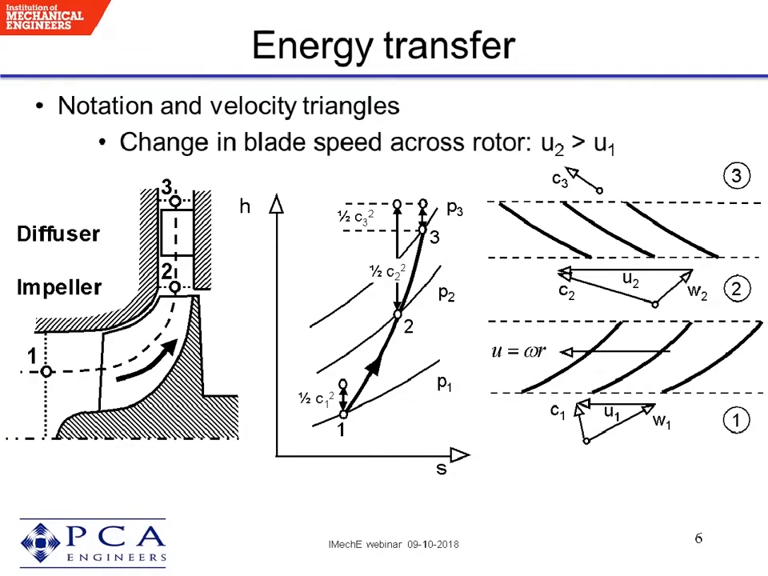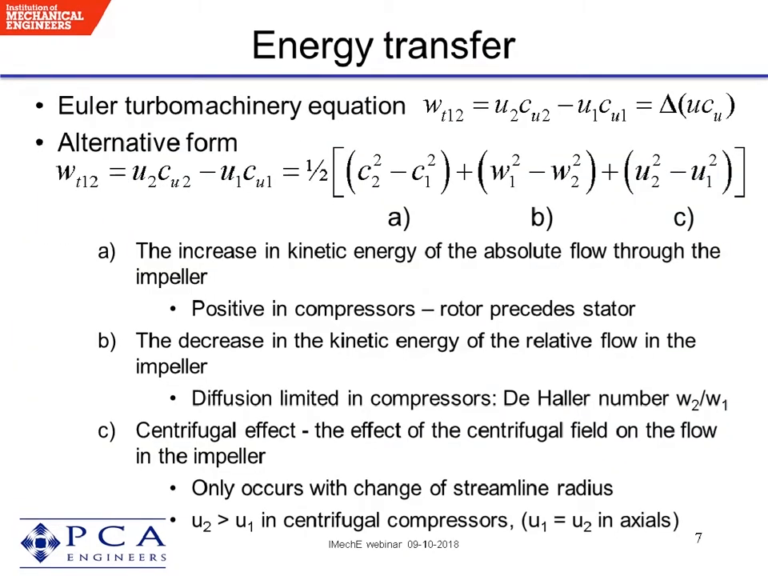This is also best described in terms of something called the Euler equation. The Euler equation applies to all turbomachinery and says the work done on a shaft is given by the change in the blade speed times the swirl component of the velocity. The swirl component is the velocity in the circumferential direction. This can be presented in an alternative form, written here, so you can see three different terms.